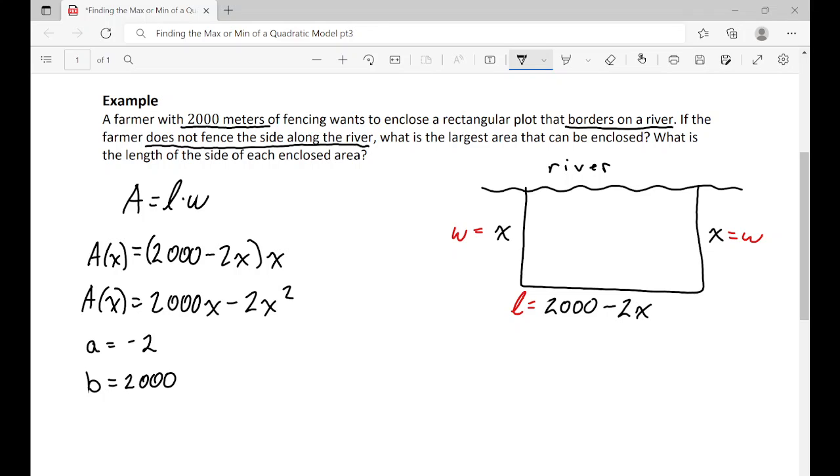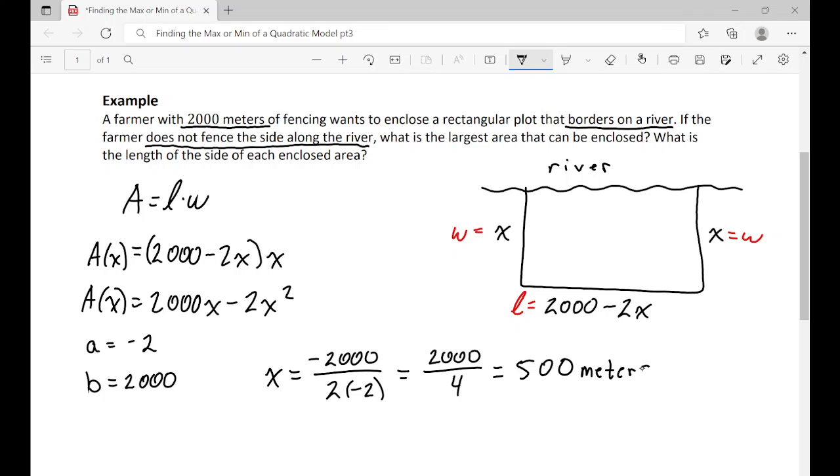Now I can plug it into my vertex, so x equals -2,000 divided by 2 times -2, which will be double negatives giving you a positive, so 2,000 divided by 4, which will reduce down to 500. Not too bad. Nice even number. Feeling pretty good. And again, this is meters, so 500 meters.